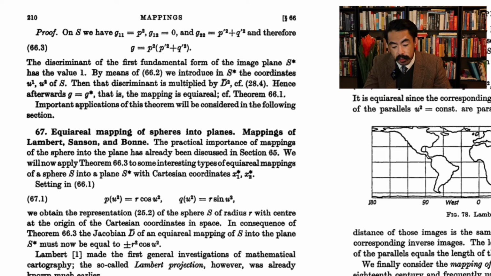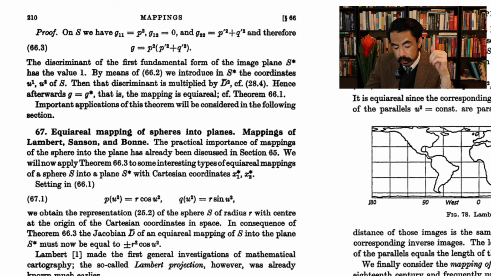That is, the mapping is equiareal, and we can refer back to theorem 66.1. Important applications of this theorem will be considered in the following section. Speaking of, we are in the following section, which is section 67, equiareal mapping of spheres into planes, mappings of Lambert, Sanson, and Bonn. The practical importance of mappings of the sphere into the plane has already been discussed in section 65, where we saw the stereographic projection.